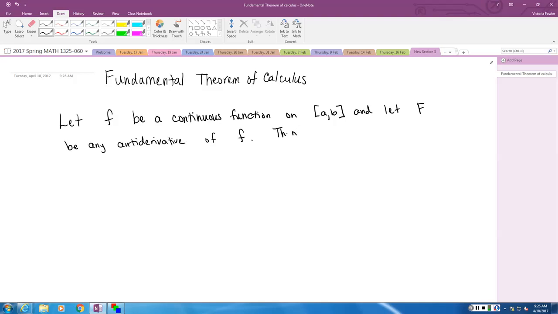Okay, we're going to say then, if we have capital F, again being any antiderivative, that the integral from a to b of little f of x dx, and this is called the definite integral, right? To evaluate this definite integral, all I have to do is find the antiderivative, which we're calling capital F. All I have to do is evaluate the antiderivative at b, so capital F of b, and then I subtract the antiderivative, capital F, evaluated at a.